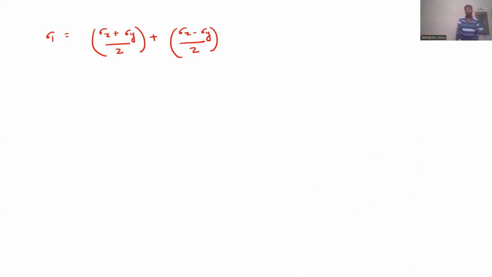Okay. So sigma 1 is written as sigma x plus sigma y by 2. Let us write it here again once more. Plus sigma x minus sigma y upon 2 whole square plus tau xy whole square and under.